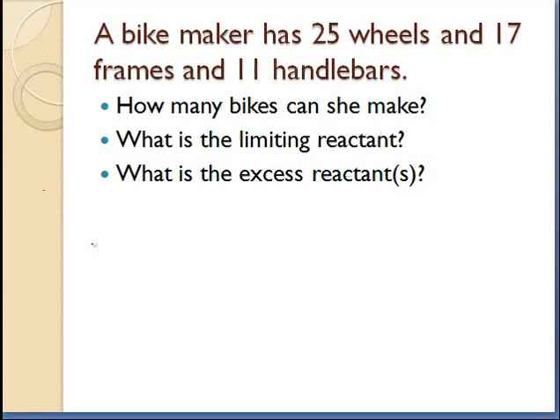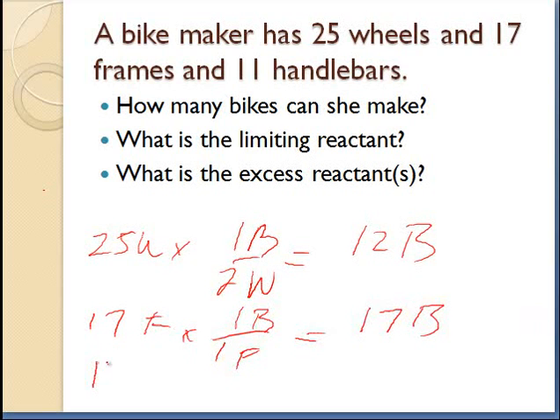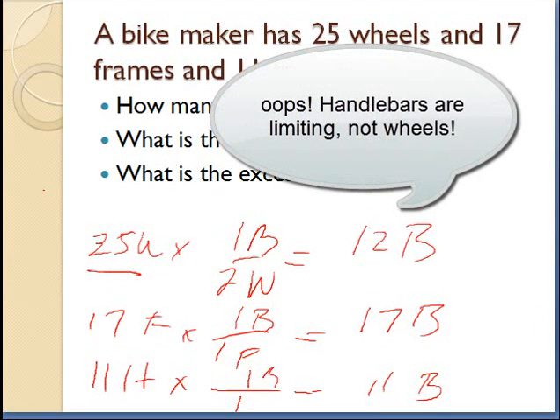So if I have 25 wheels, what I know is 2 wheels make 1 bike, so I can make 12 bikes, right? 12 and a half, but I can't really make 12 and a half. I got 17 frames, and I know 1 frame gives me 1 bike, so that means I can make 17 bikes from the frames. And if I have 11 handlebars, and I'm assuming this is a set, 1 handlebar for 1 bike, so I can make 11 bikes. So the limiting reactant is my wheels. The excess reactants, things I have left over, are going to be my frame and my handlebar.